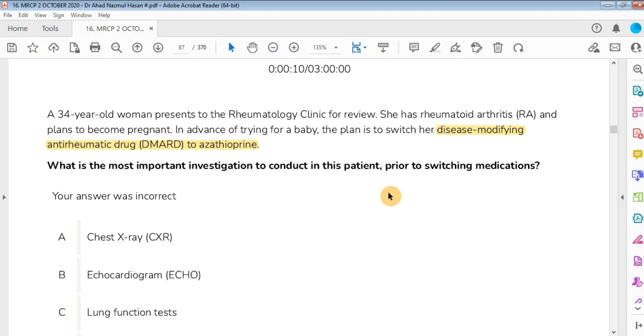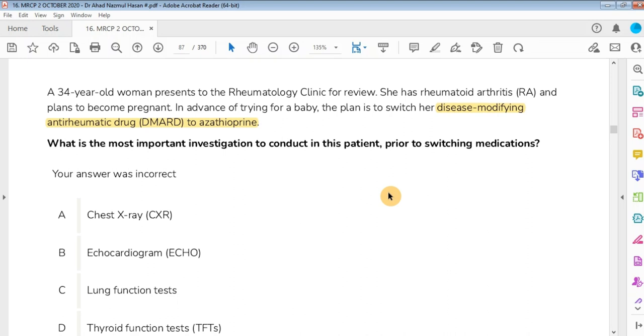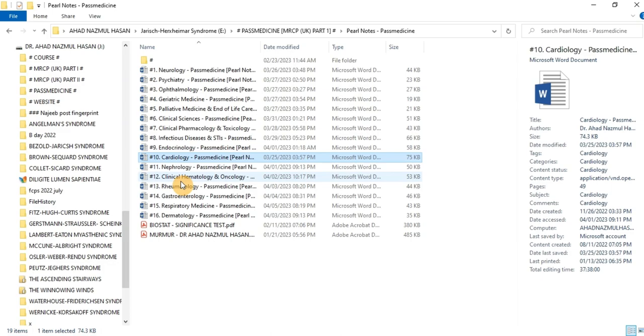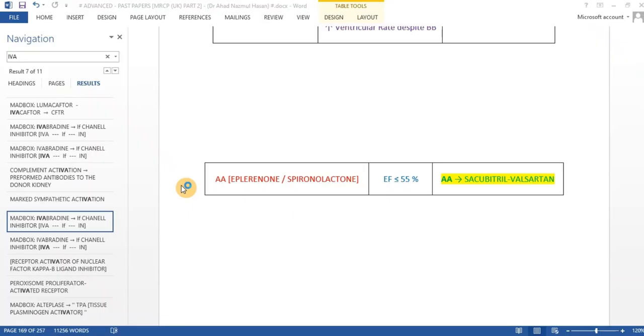A 34-year-old female presents to rheumatology clinic for the review. She has rheumatoid arthritis and plans to become pregnant in advance of trying for a baby. The plan is to switch her disease modifying anti-rheumatic drug to azathioprine. What is the most important investigation to conduct in this patient prior to switching? I think everyone knows the answer. I should go with the TPMT.